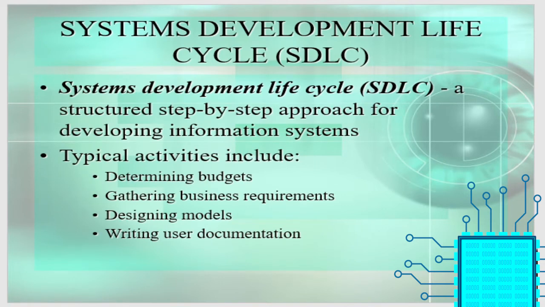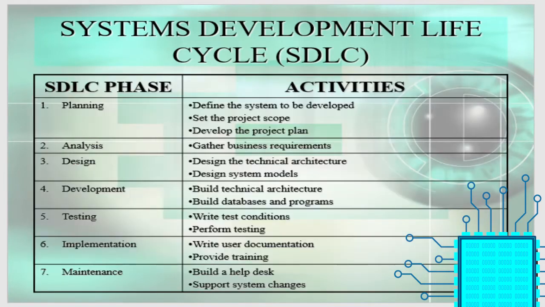The system development lifecycle refers to the structured step-by-step approach for developing information systems. The typical activities include determining budgets, gathering business requirements, designing models, and writing user documentation. The various phases of the software development lifecycle are planning, analysis, design, development, testing, implementation, and maintenance.